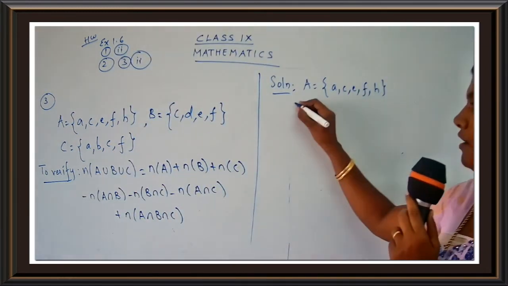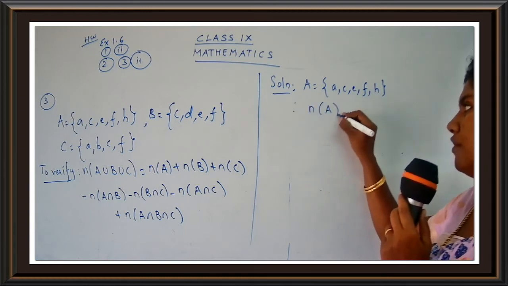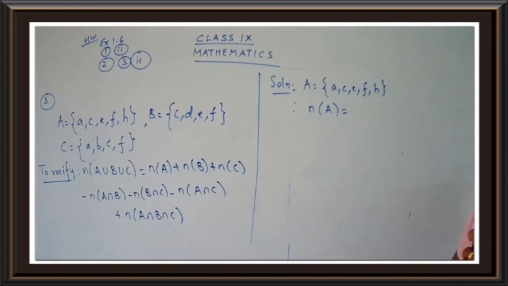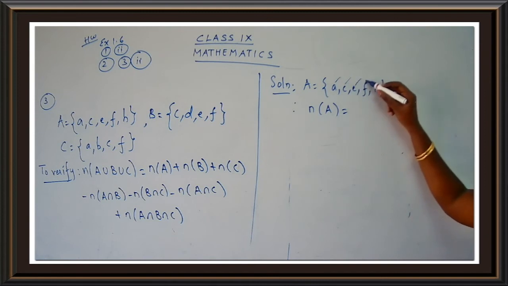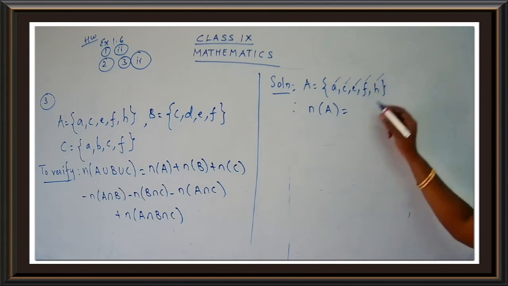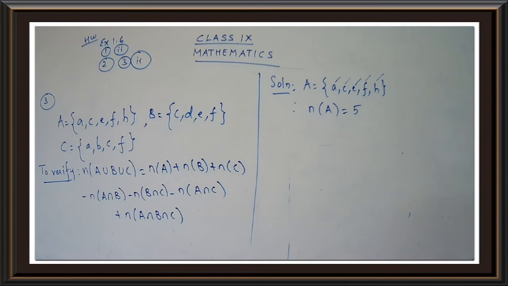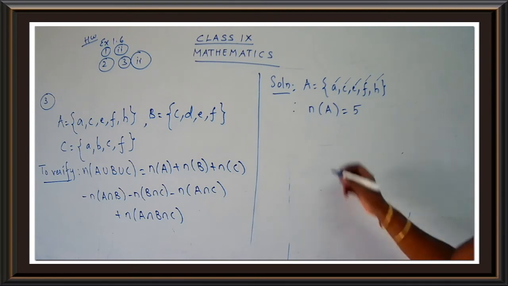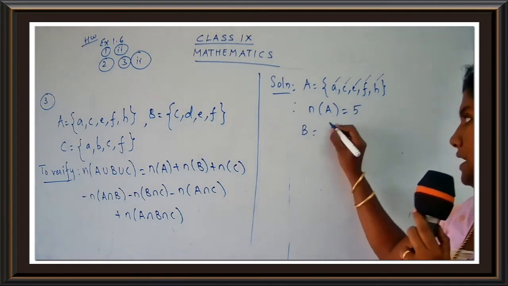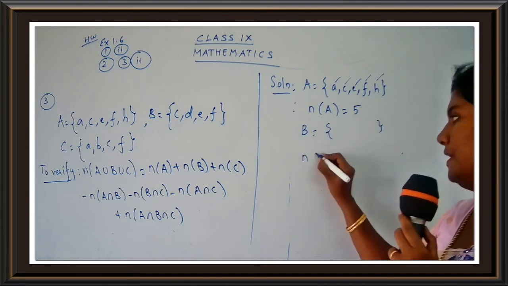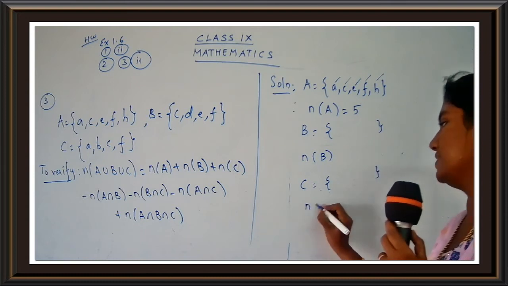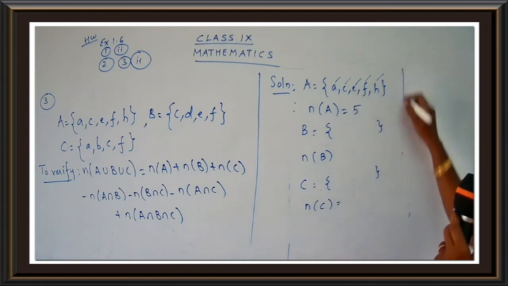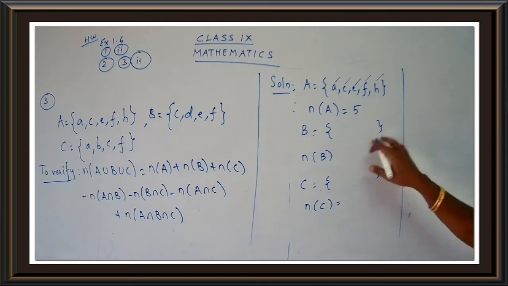Now you have to write down what is N of A. The meaning of N of A is you have to count the members. How many members are there? 1, 2, 3, 4, 5. So N of A is equal to 5. Yes. So we have found N of A. Okay, good. Now let's find out B. Write down B and write down N of B. Write down C and write down N of C. You have been given the details. Just take down the details.